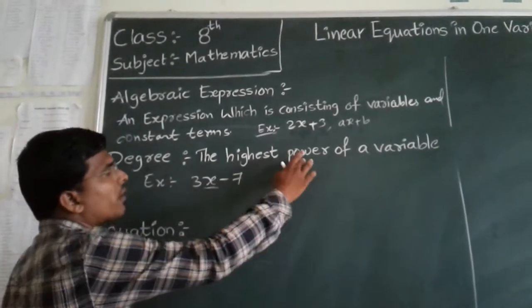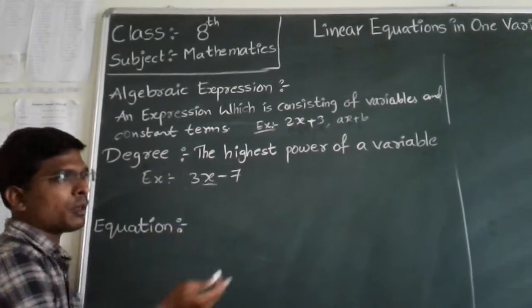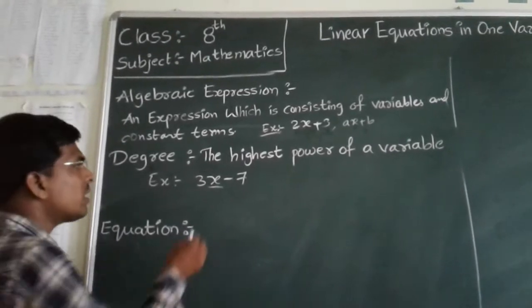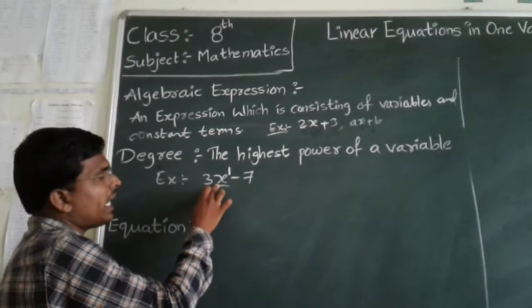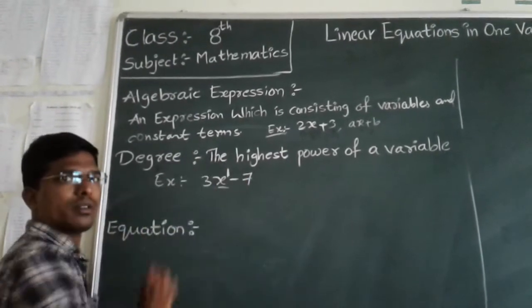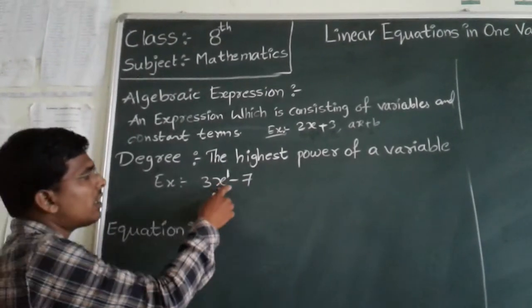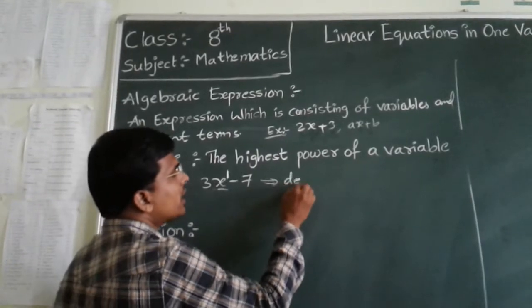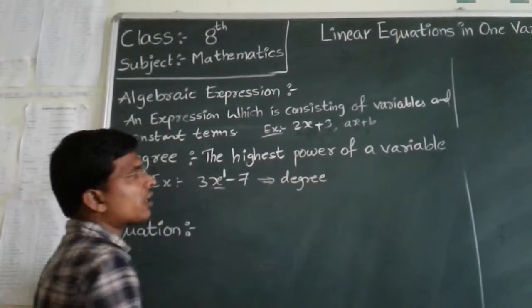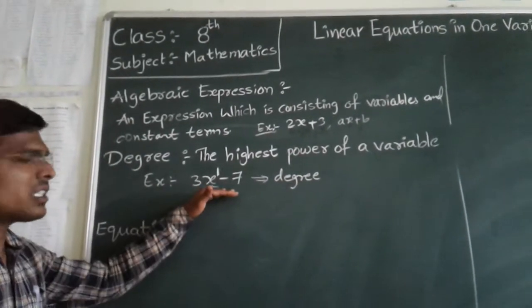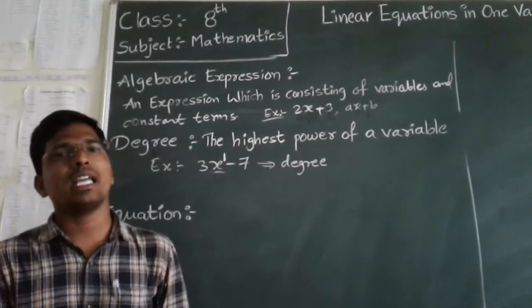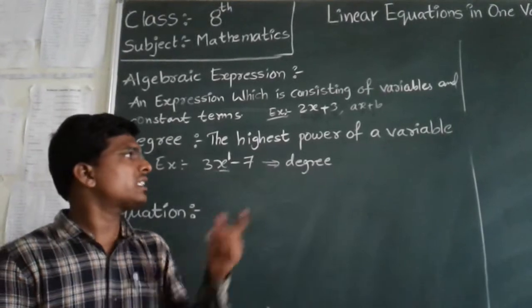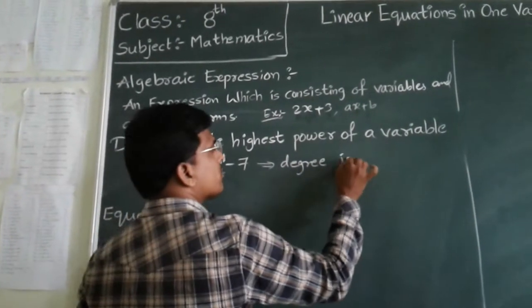So, highest power, where is the power? In the exponents and powers chapter we discussed that the exponent form is nothing but power. So here x has the power 1. Degree is the highest power of a variable. In this expression we have only one variable, and it has the power only 1. So we can say that the degree is 1.